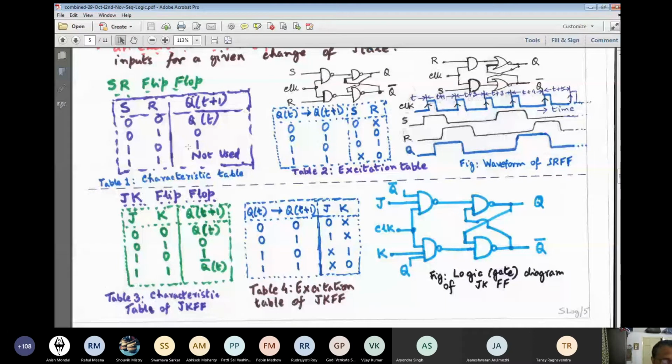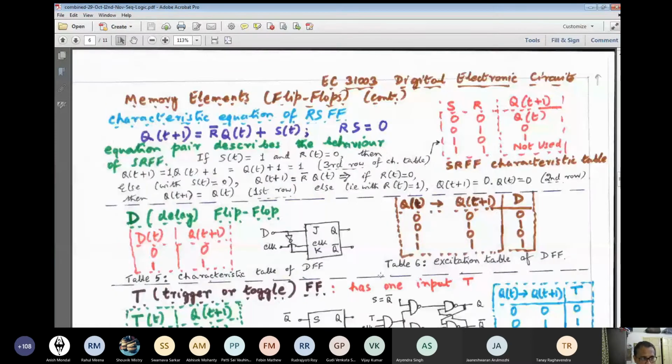And similarly, the toggle flip-flop. So first of all, another way we can characterize a flip-flop is shown for the RS flip-flop only. For the JK flip-flop, we will discuss later. For the RS flip-flop, that means the set-reset, RS and SR flip-flop are the same, I'm just interchanging. So here you see, when you write Q(t+1) equals R bar Q(t) OR S(t), and as R and S both cannot be 1, I have to write RS equals 0. So this pair of equations can describe the behavior of the SR flip-flop.